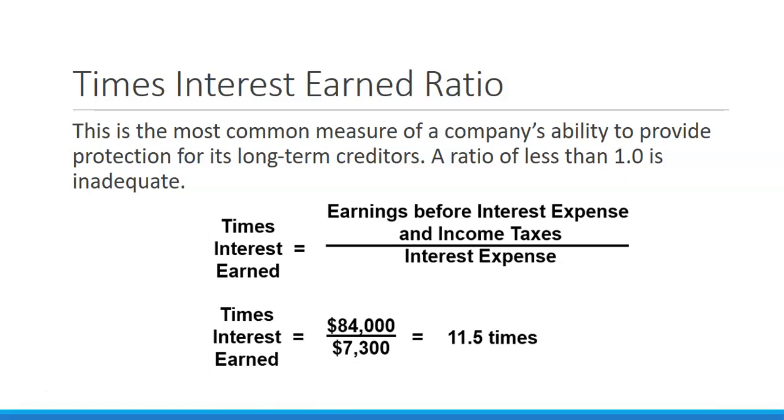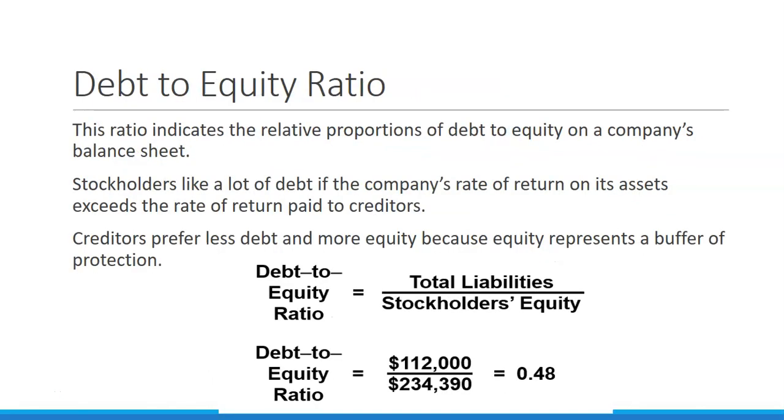So our earnings before interest expense and income taxes, that's also called EBIT, or earnings before interest and taxes, divided by our interest expense, gives us the times interest earned ratio. Our next ratio is the debt to equity ratio. This shows us how much debt we have as compared to the amount of equity that we have out.